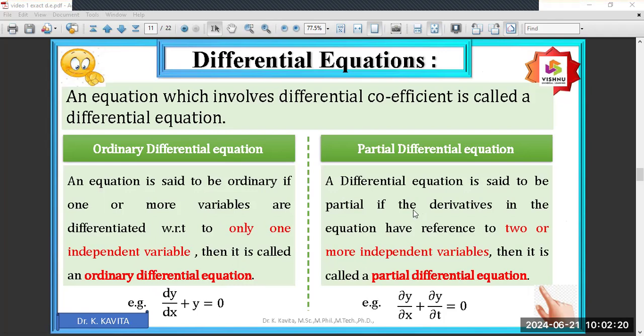Now we move to the partial differential equation. A differential equation is said to be partial if the derivatives in the equation have reference to two or more independent variables. Then it is called a partial differential equation. Here the differential operator is, for example, dou y by dou x plus dou y by dou t equals 0.